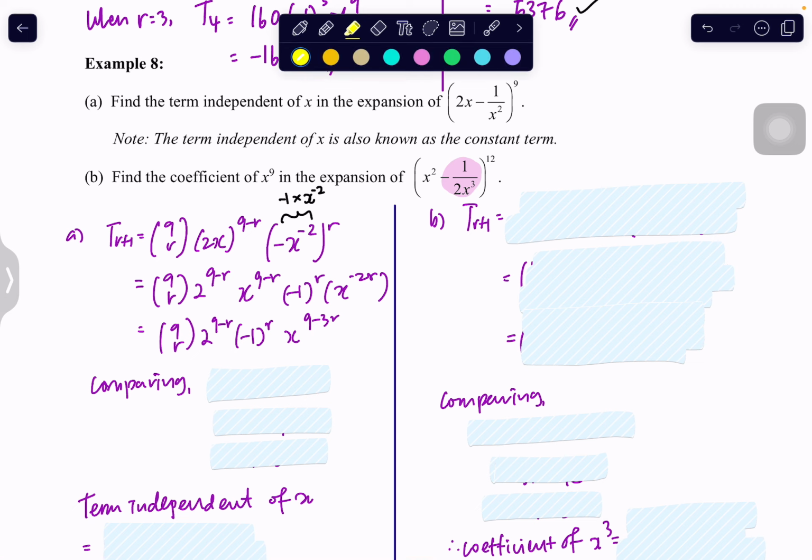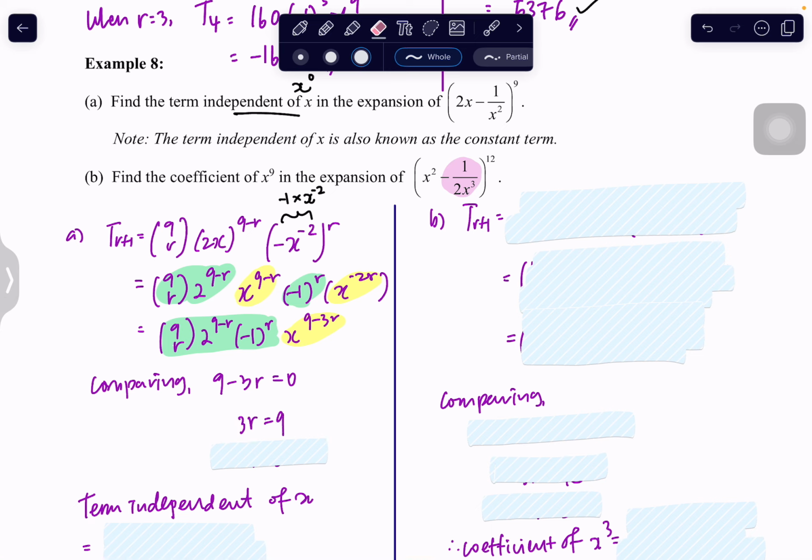So I'm going to simplify all of my x terms using the law of indices. I will add the power, so 9 minus 3r. The remaining constant terms, I will just leave them together in front. So this is my coefficient of my x term. If I want the term independent of x, it means I want the x power of 0 term. So comparing powers, I will have 9 minus 3r equal to 0, r equals 3, finally.